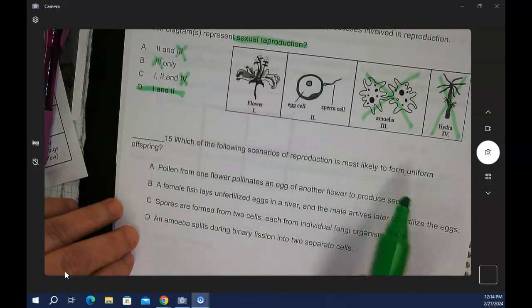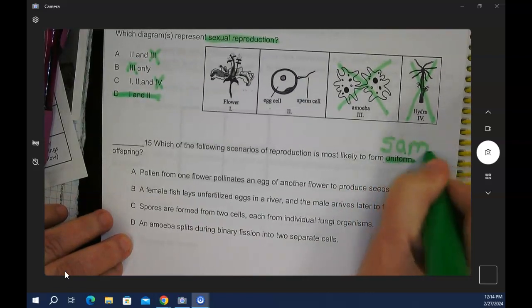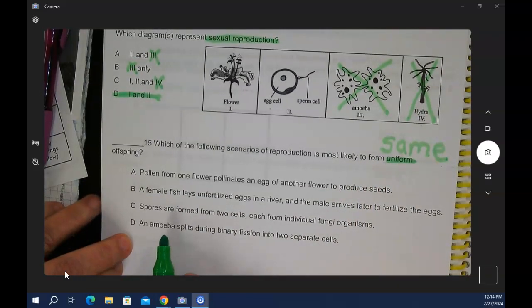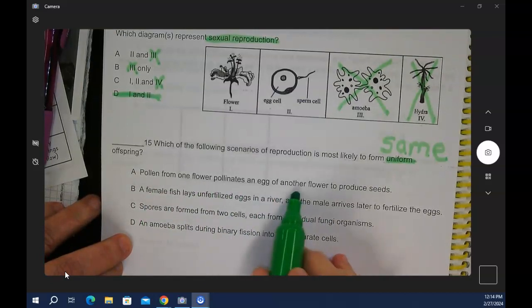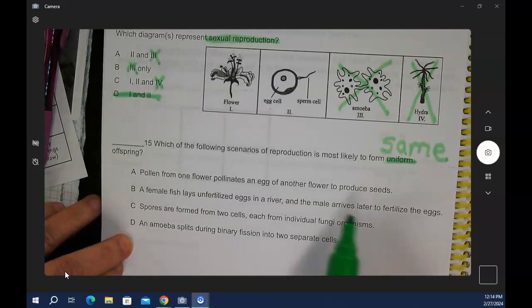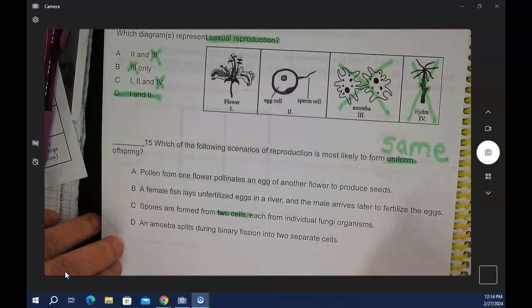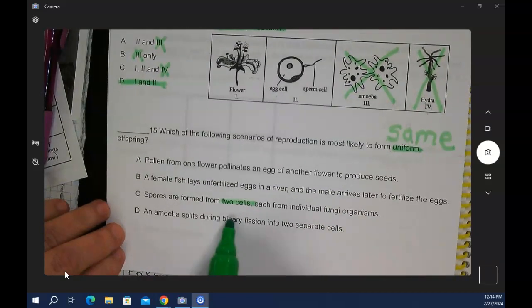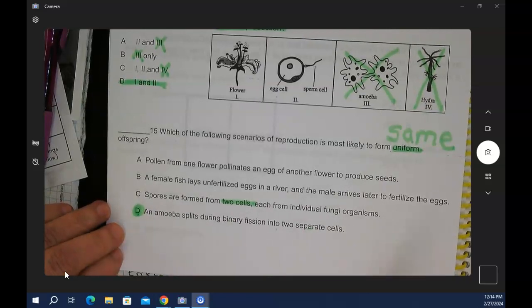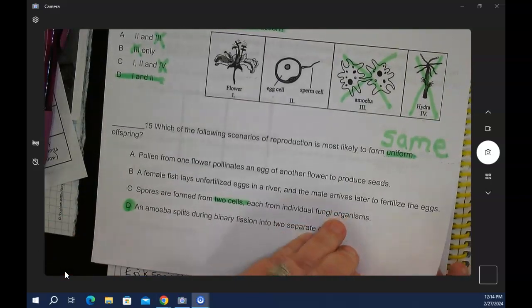Which of the following scenarios of reproduction is likely to form uniform offspring? Uniform means same. So pollen from one flower pollinates the egg of another flower to produce seeds. If you have an egg, then that is sexual. A female fish lays unfertilized eggs, male fertilized, that's sexual. Spores are formed from 2 cells, each from individual organisms, that's 2 parents, that's sexual. Amoeba splits during binary fission into 2 separate cells. That is the example that is going to give you uniform or same offspring because it's asexual.